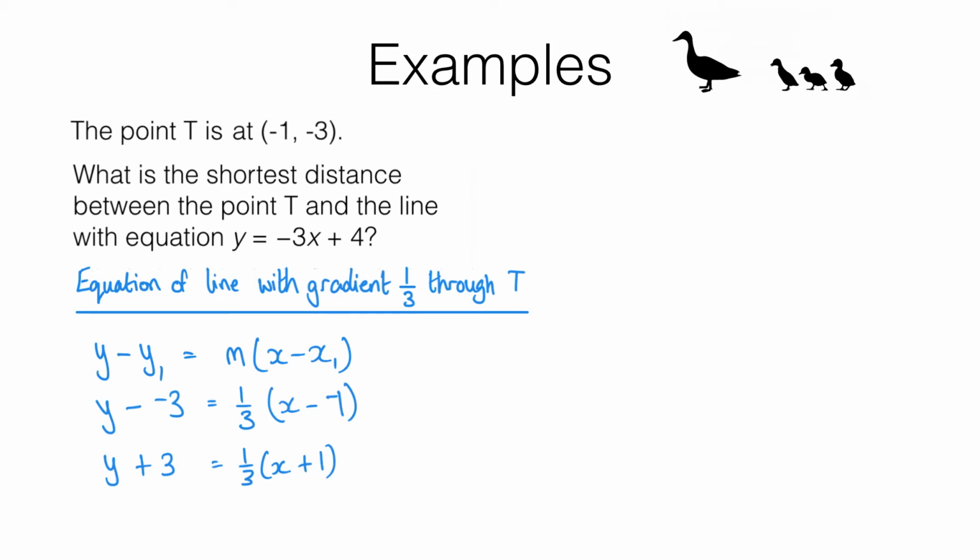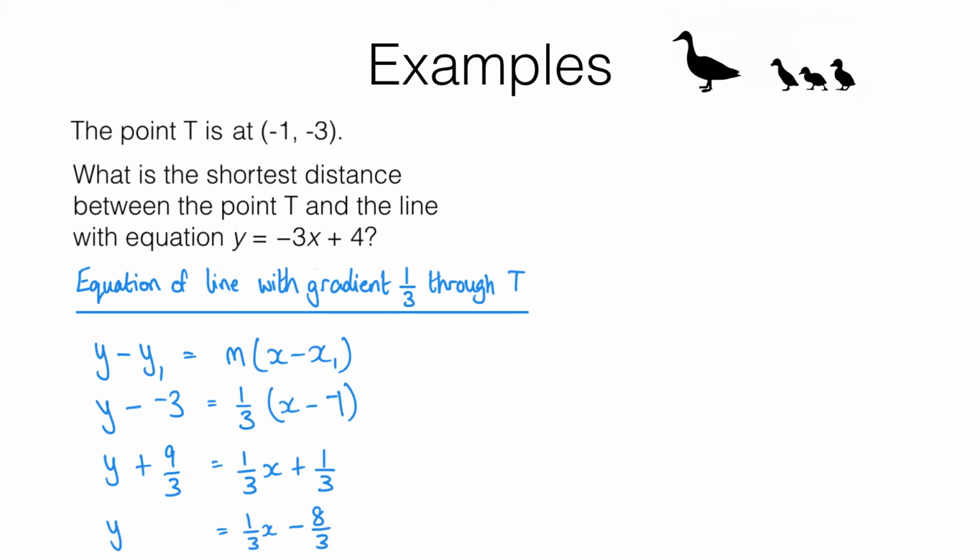If we expand the right-hand side here, we get 1/3 x + 1/3. I can rewrite the 3 here as 9/3, and I'm going to do that because it will make life easier for me to subtract that from each side. So subtracting that 3 or 9/3 from each side, I will end up getting y = 1/3 x - 8/3. Now, the whole point of finding this equation is so that I can then use it to work out where this perpendicular line crosses the original line we were given.